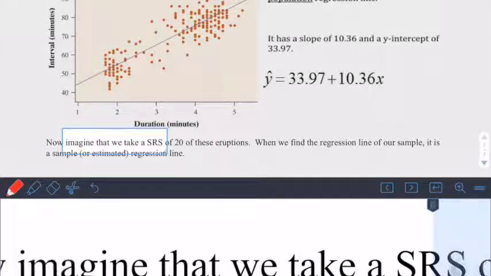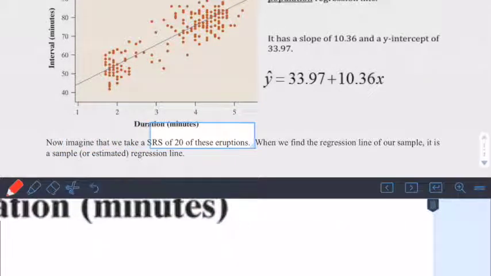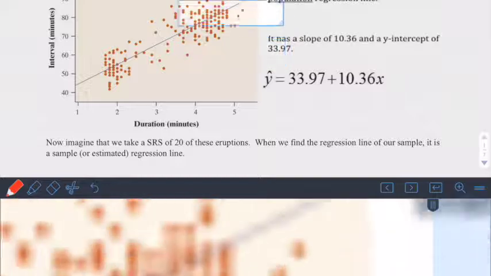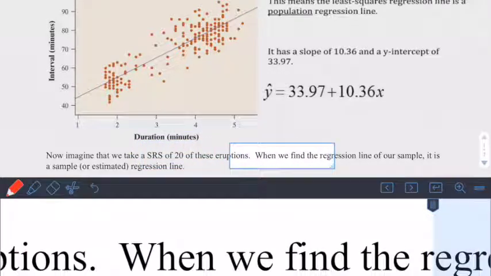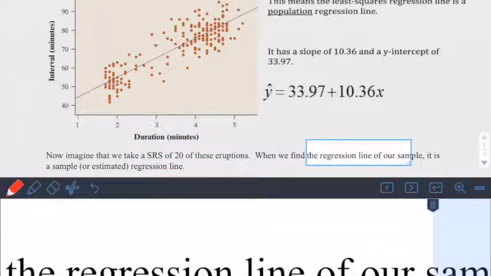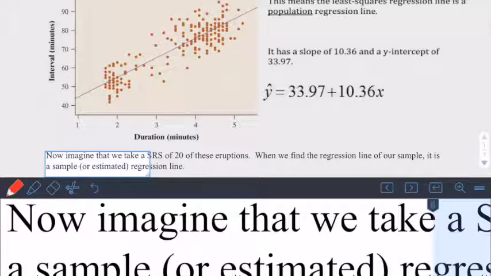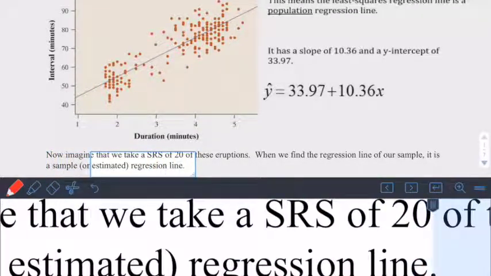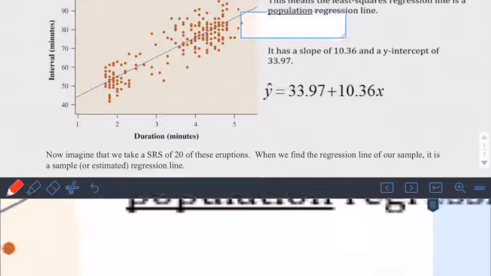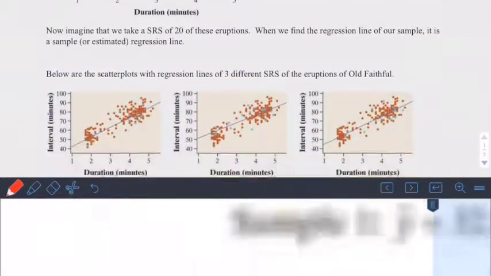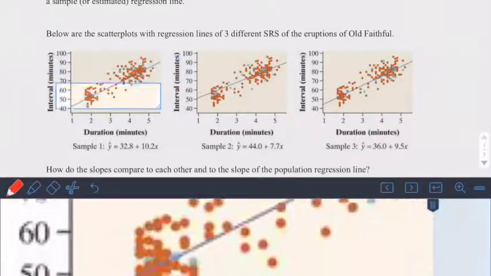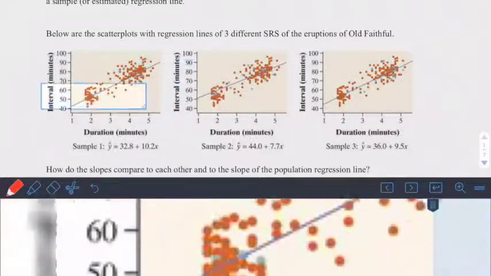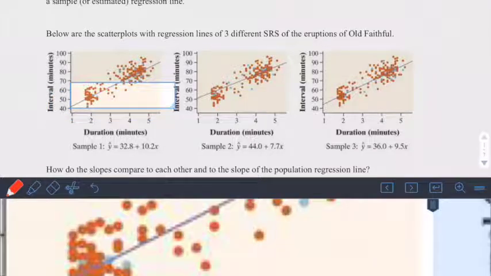So imagine that we take a SRS of 20 of these eruptions, right? We don't want to choose all 222 because that would take forever. So we only take a sample of 20. When we find the regression line of our sample, it is a sample or estimated regression line as opposed to the population regression line. You can probably see where we're going with this. So those blue dots, I know it's a little hard to see, are the sample out of the orange dots, which are the population.